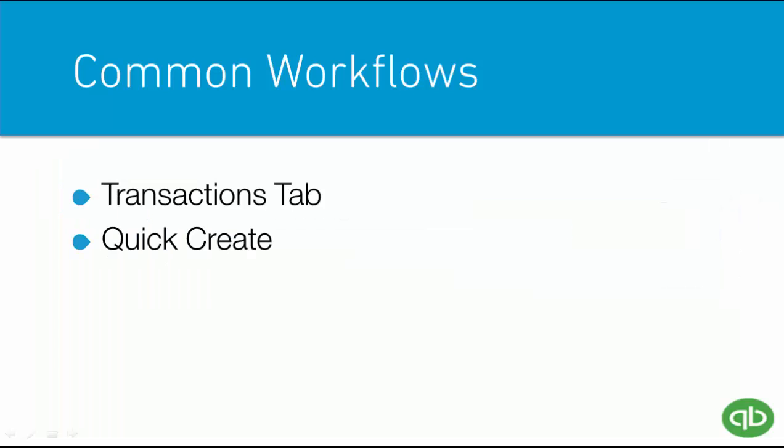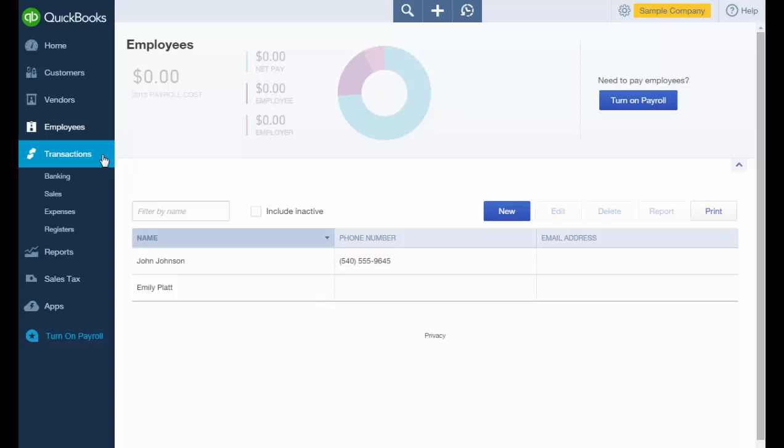I want to answer the question, where do I enter transactions? We've seen in the prior demos that we can enter one in the customer, vendor, or employee centers, but there are two other main areas for entering transactions and developing a workflow. They are the Transactions tab on the navigation bar and the Quick Create icon at the top of the screen. Different ways to enter transactions here: banking, sales, and expenses. And registers is where you access your balance sheet account registers.